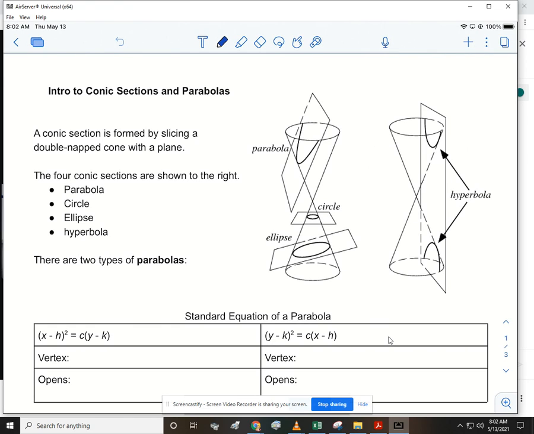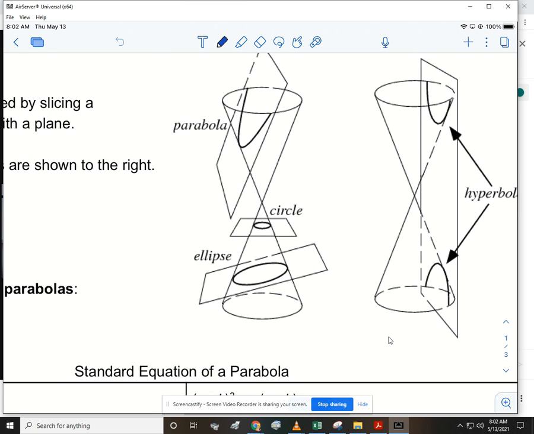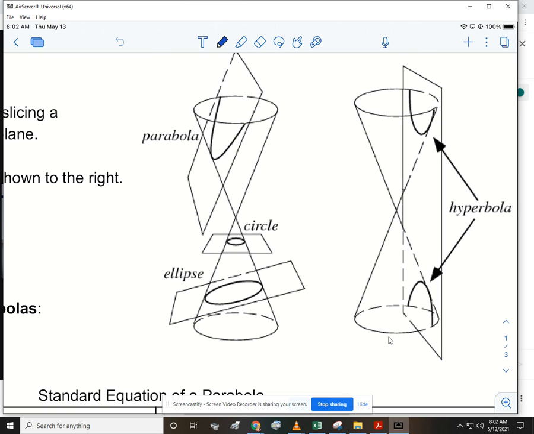All right, so this is introducing conic sections, and the very first conic section we're going to talk about is parabolas. A conic section is formed by a double-napped cone. It's just two cones on top of each other, sliced with a plane. A plane is like a piece of paper. And it forms four different conic sections.